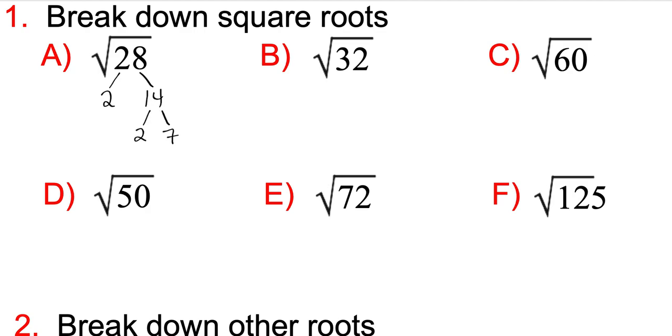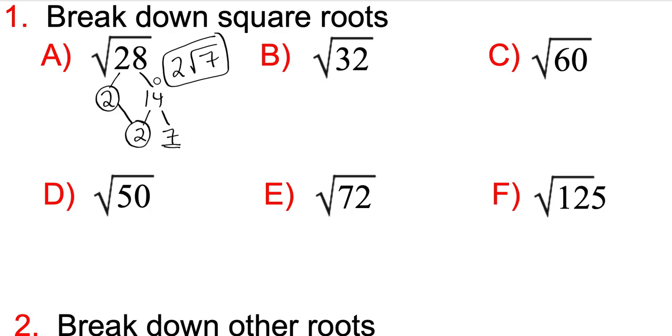Since this is a square root, an index of 2, we usually don't write the index of 2, but that's what's implied. You're looking for pairs, okay? So I have a pair of 2's. Whenever I have a pair for a square root, I can bring those out, and then I leave that underneath the radical. So square root of 28 would turn into 2 square root 7 when I simplify it down. Okay? That, in my opinion, is the easiest way to do these.